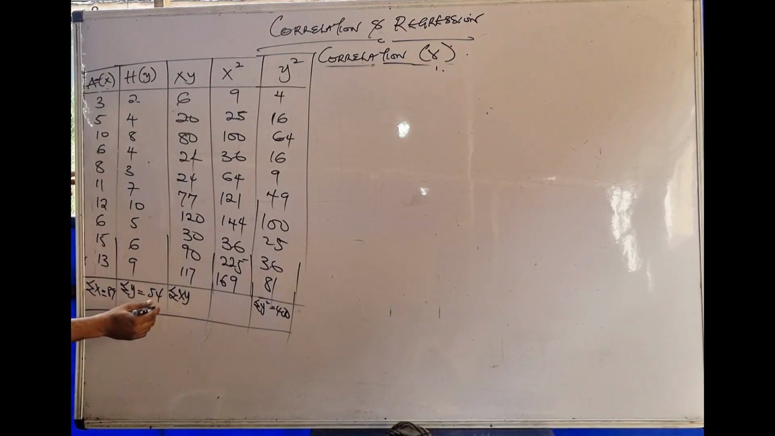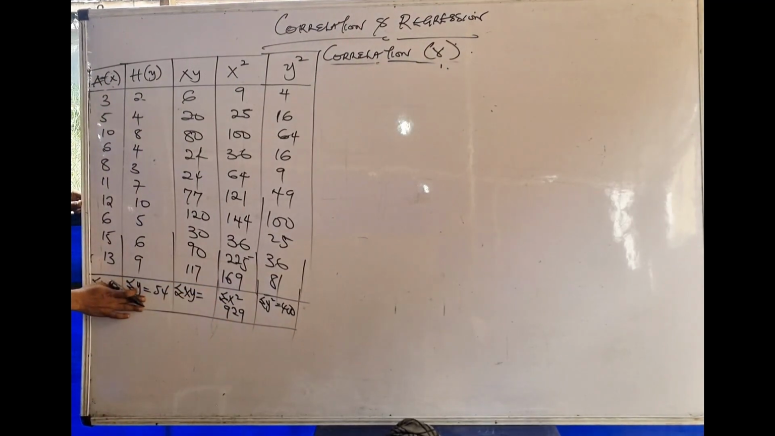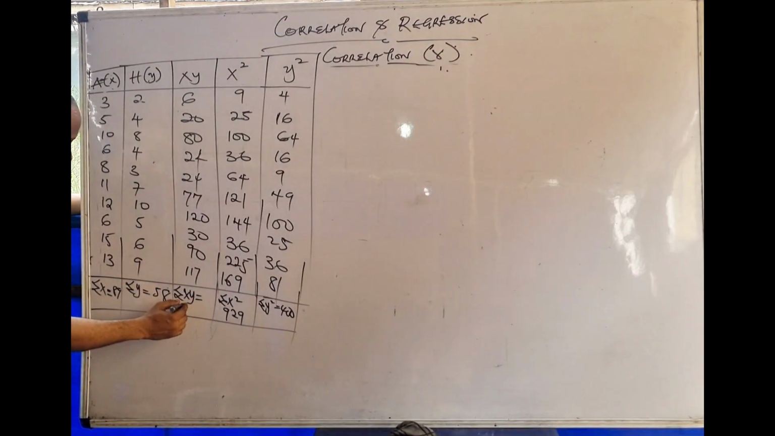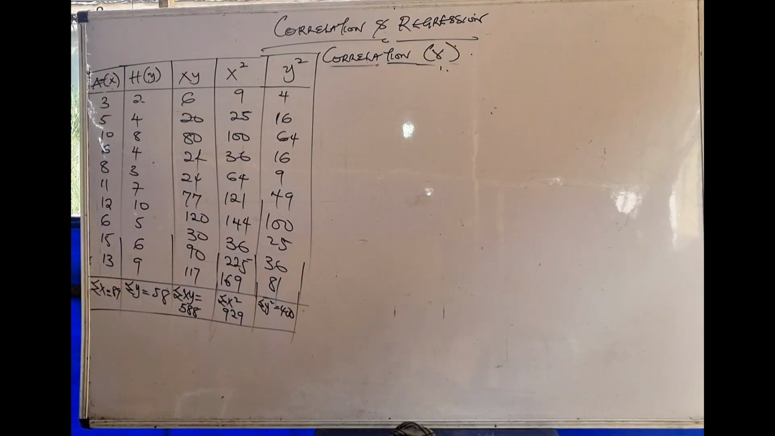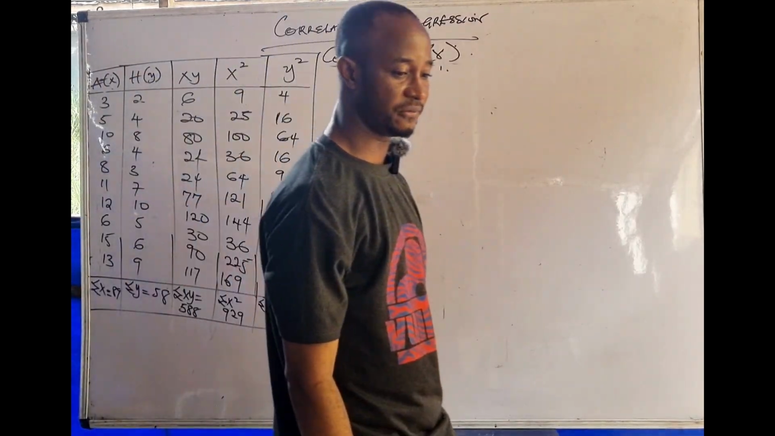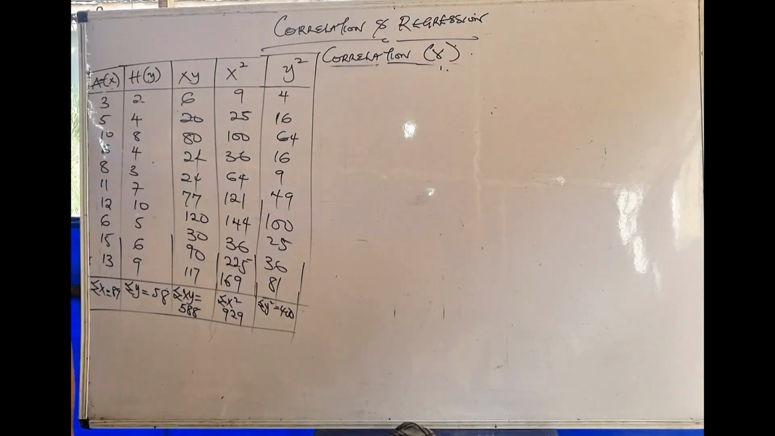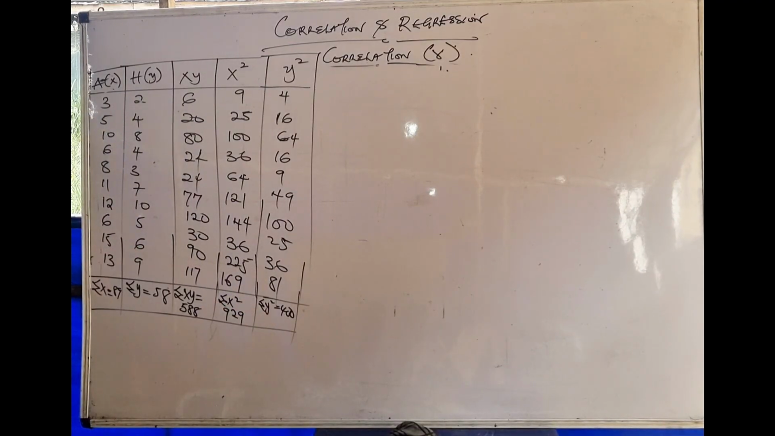Sum of x squared is 929. What about xy? 58? Are you sure? Take again, sum of xy. Add up. Let's verify before we solve. Is xy correct? What of y squared? Correct. What about this? It's correct. Now let's solve.